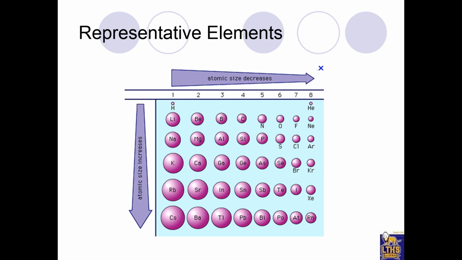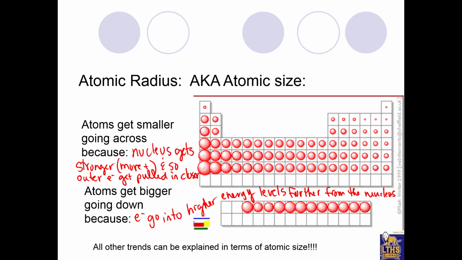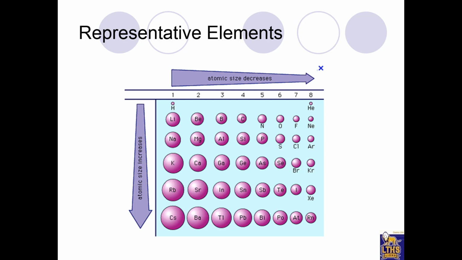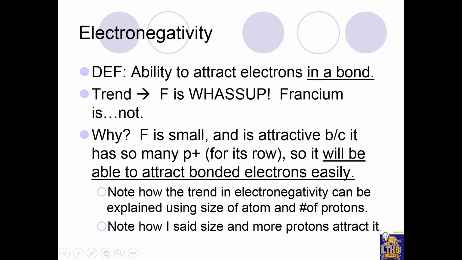Okay, so I took out the transition metals and the inner transition metals. And now these are just groups 1A through 8A. And if you notice, you can see the trend again. Bigger atoms going down. Look at the alkali metals get bigger. Smaller atoms going across the period. And that same pattern repeats in the next period. Smaller going across.